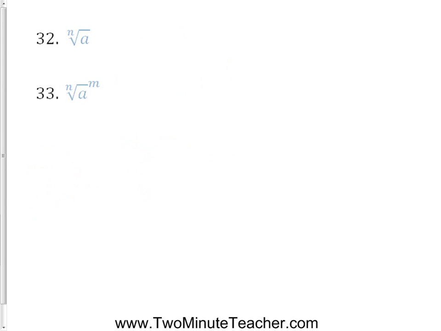This one, since I talked that other one through pretty thoroughly, this one should work for you. If the last one was the square root of a, well, this is the nth root of a. And so this would be a to the 1 over n. Okay? Next up, we have the same basic idea, except it's being put to the m power.